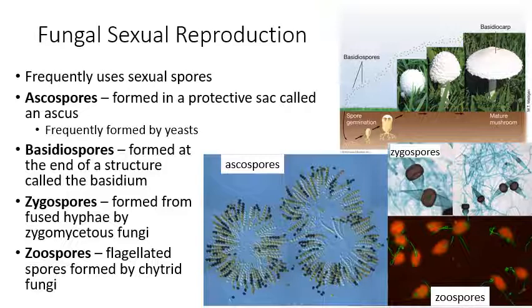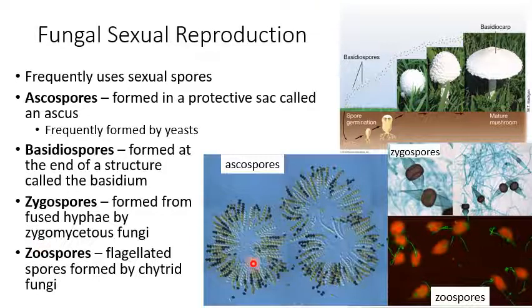So first you have the ascospores. What they all have in common is that they're all formed in this little sac called an ascus that protects them. A lot of the time, yeasts will form ascospores. If yeasts are going to reproduce asexually, they'll do it by budding. If they're going to reproduce sexually, a lot of them will actually make ascospores.